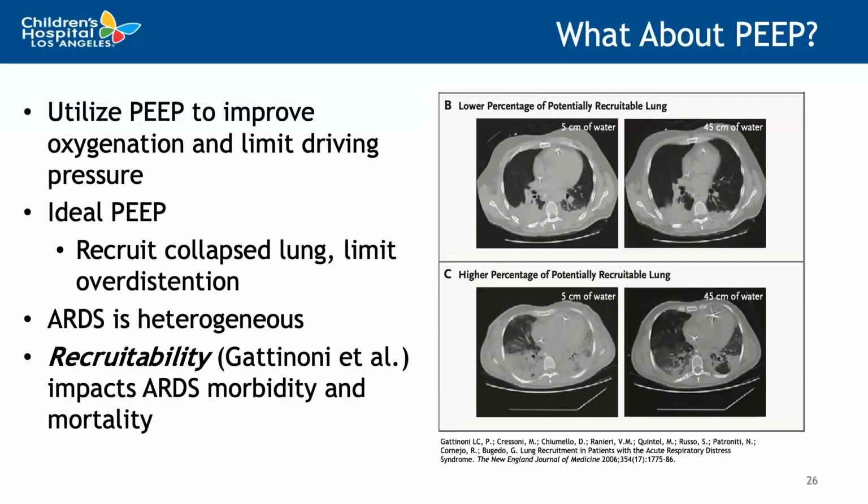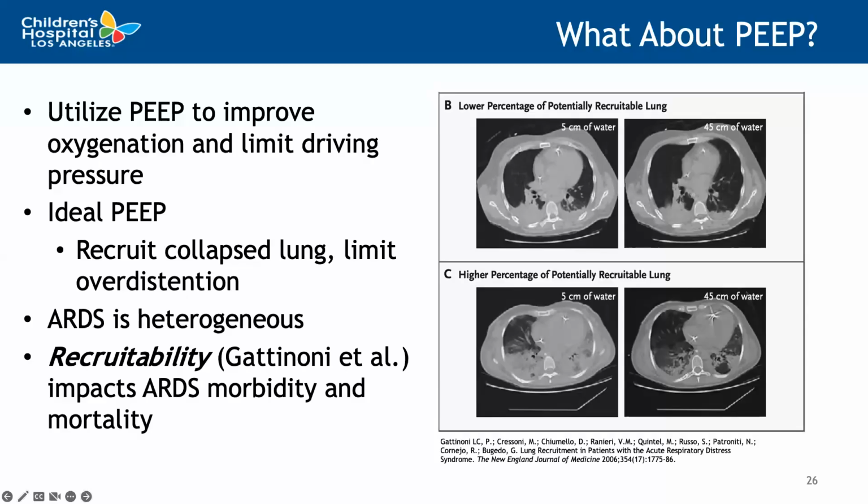As we know, ARDS is a syndrome and it's very heterogeneous. So different alveoli in different parts of the lung may have varying time constants and may be affected by PEEP differently. And there's this notion of recruitability, which was defined by Gattinoni et al. in their New England Journal of Medicine paper back in 2006, that showed that there was a mortality and morbidity benefit for patients that were found to have more recruitable lung disease. And so what is recruitable lung disease?